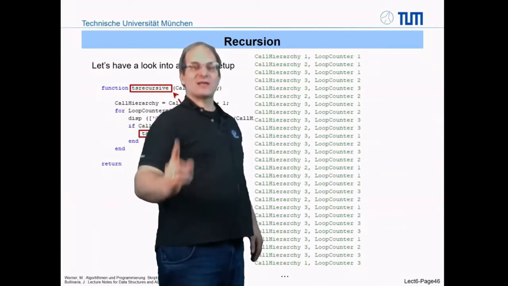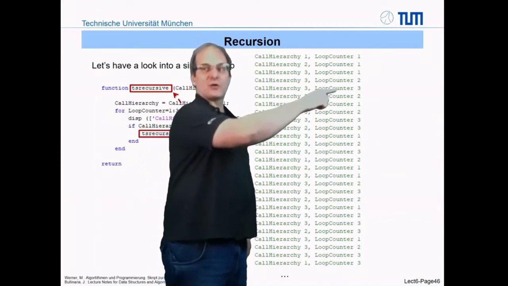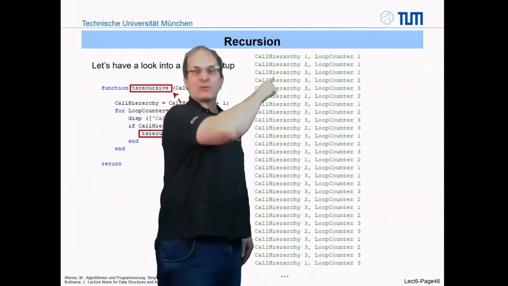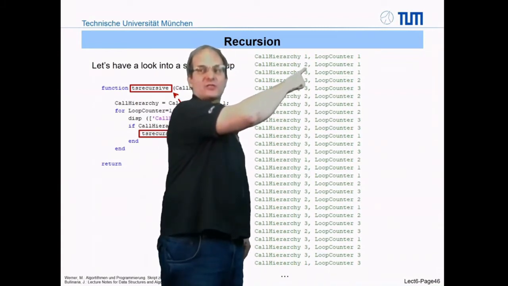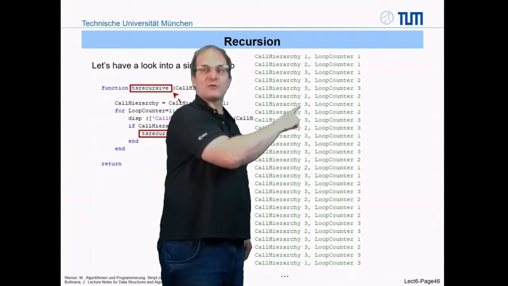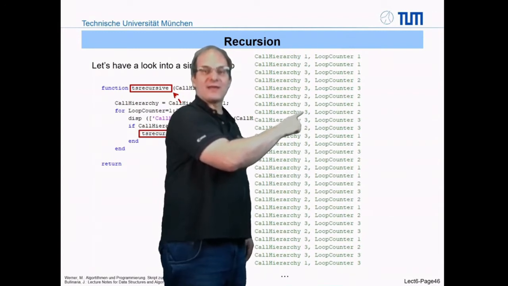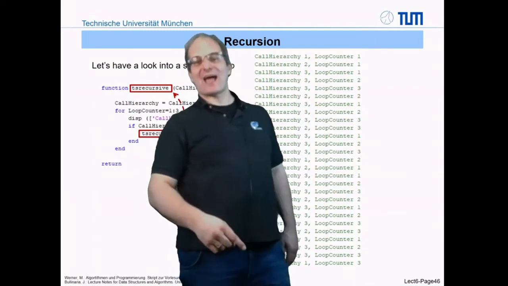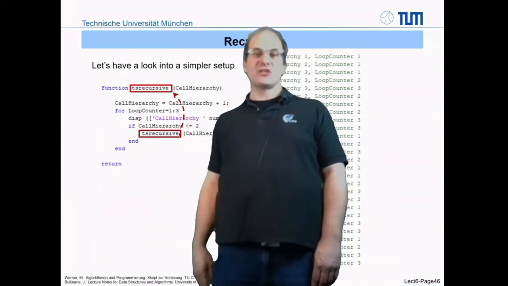We go back in function. So therefore, we jump back 1 step down, and 1 step down we had the call hierarchy 2. So here we have the call hierarchy 2. Call hierarchy 2 is again plus 1. So we go plus 1 is 3. And then we start our loop again, and so on. We do this until we finish our complete run.